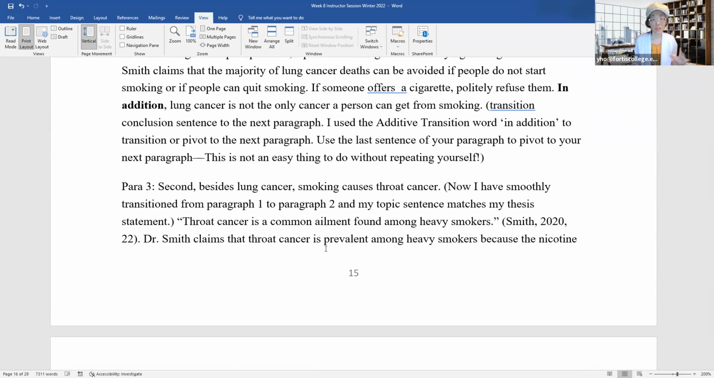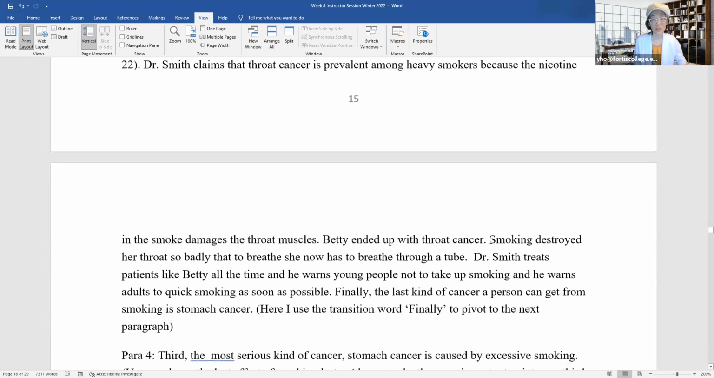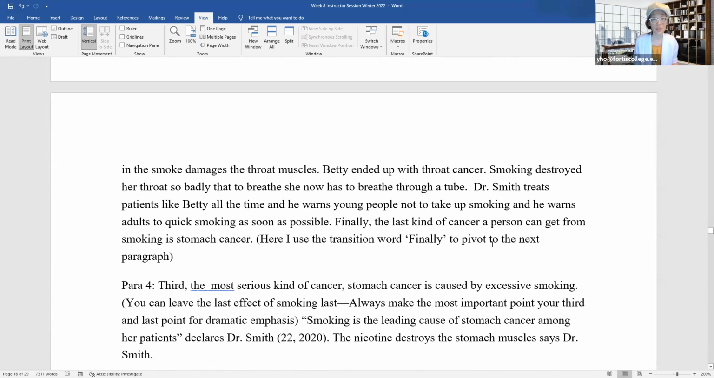So second, besides lung cancer, smoking causes throat cancer. Throat cancer is a common ailment found among heavy smokers. And so here you have the author name, the date, and the page number. Dr. Smith claims that throat cancer is prevalent among heavy smokers because the nicotine in the smoke damages the throat muscles. So Betty ended up with throat cancer. Smoking destroyed her, and you can also use case studies to fill your paragraph.